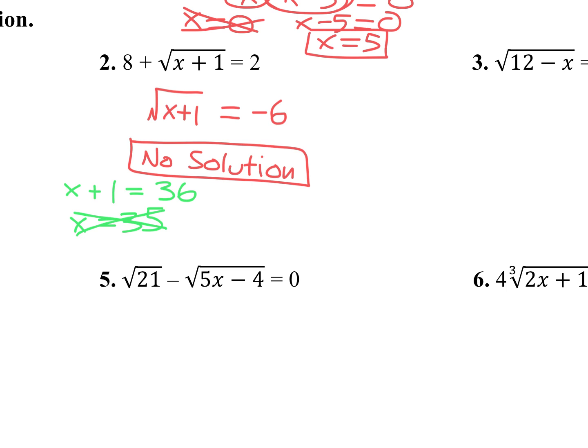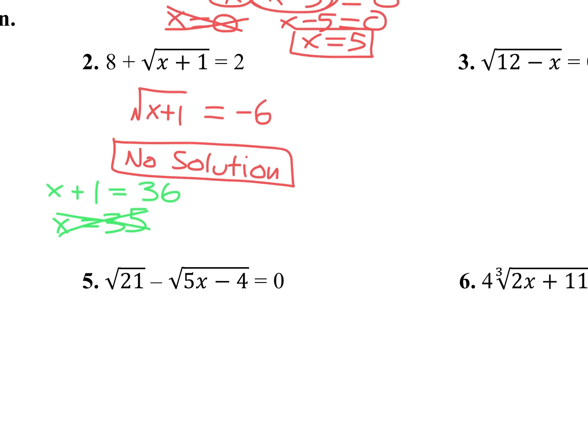So whenever you isolate the radical and you have a negative on the other side of a radical with an even index, you should be able to look at it and already tell what the answer is.